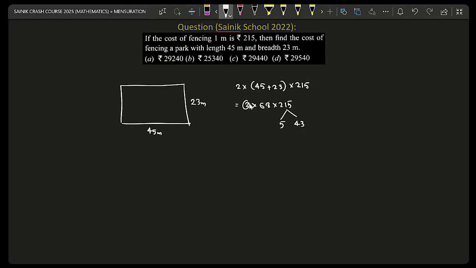Yes. Now this 2 and 5 you make it separate, because we can add 0 at the end. Now 68 and 43, this will become easy for us, right? Yes, sir. Multiply 68 and 43.